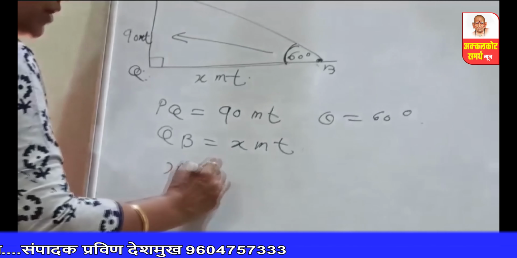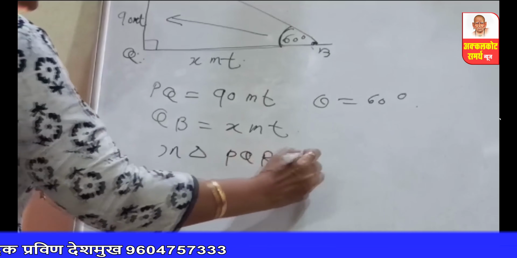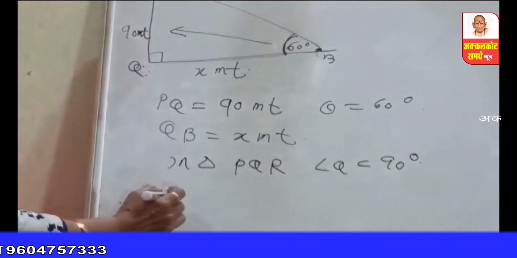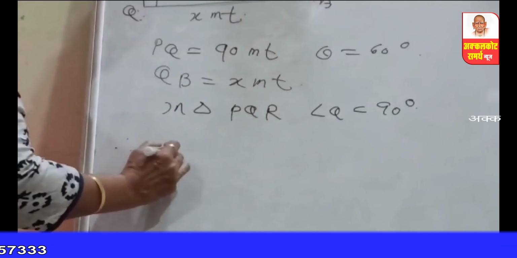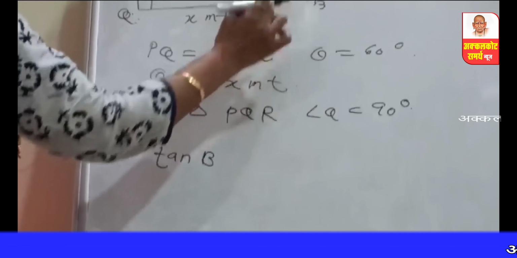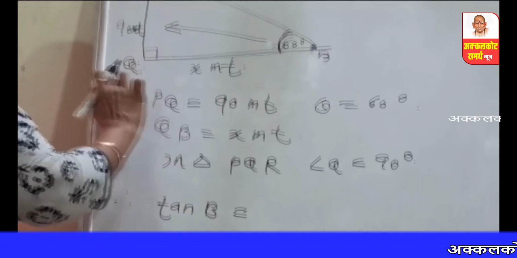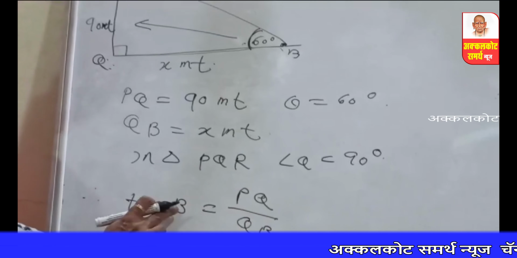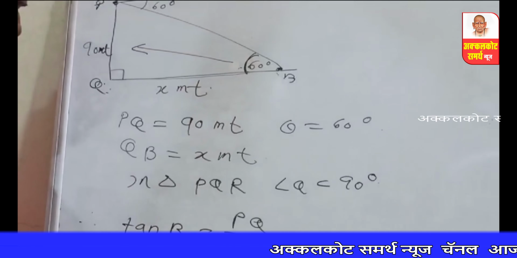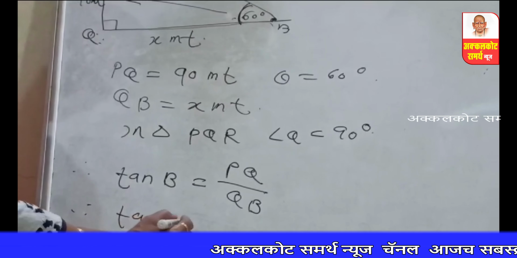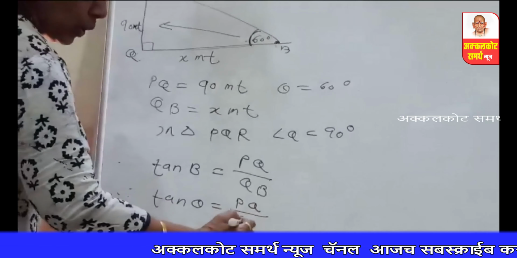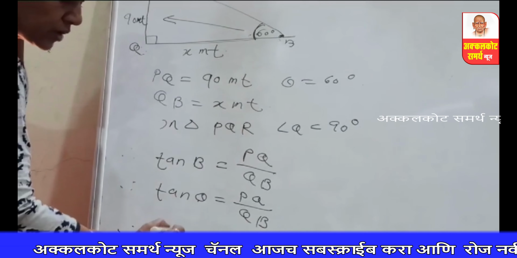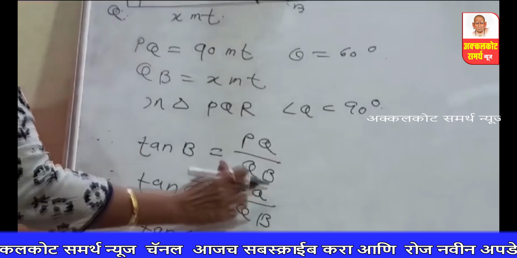Then see, you can write here in triangle PQB, angle Q equals 90 degrees. Right here. So therefore, this angle, which one? That is tan B you can take. Tan B is equal to PQ over QB. That is opposite side upon adjacent side. Then tan B, that is tan theta, equals, or you can write in this way, tan theta equals PQ over QB. Then theta is how much? 60 they have given. So it will be tan 60 equals PQ.